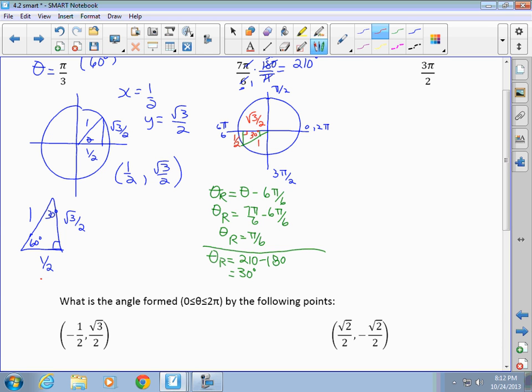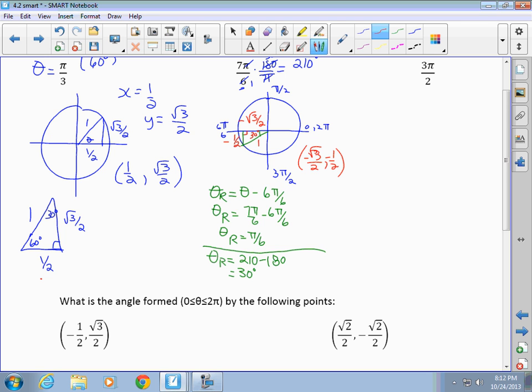But now what you have to do is you have to take a look, okay, which quadrant is this in? It's in quadrant 3. In quadrant 3, my x is negative, and my y is also negative. So my answer to this one, the coordinates would be at negative square root 3 over 2, and my y was at negative 1/2.